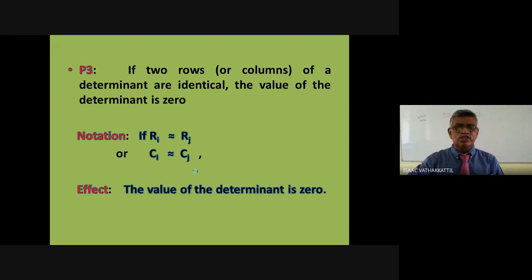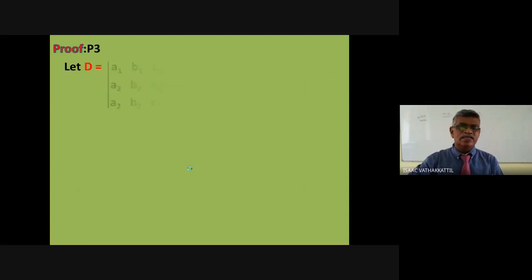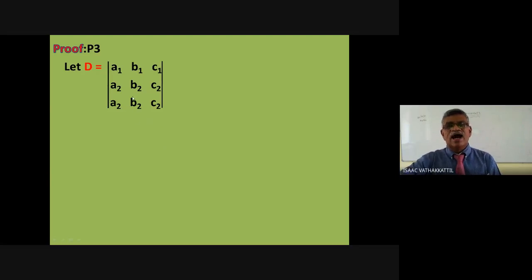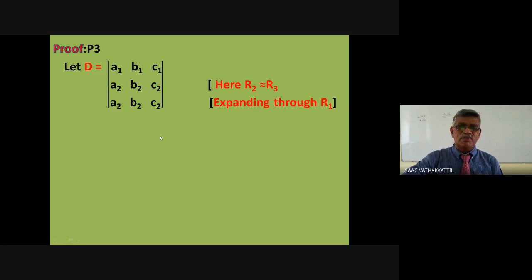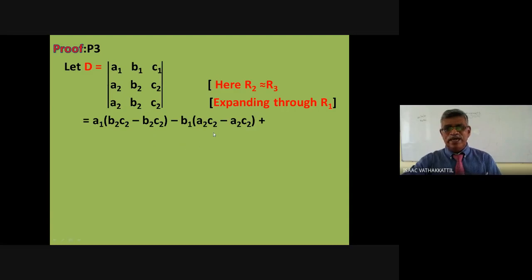Now to prove this, instead of using that logic, I can take a determinant with two rows identical. I have taken a determinant here with A2, B2, C2, A2, B2, C2: the second row and third row are identical. R2 and R3 are identical. What happens if we evaluate? Let me evaluate through R1. This is A1 into B2C2 minus B2C2, that is 0. Minus B1 into again 0. Plus C1 into again 0. And you can easily observe here, even if we evaluate using any row or any column, the value is going to be 0.